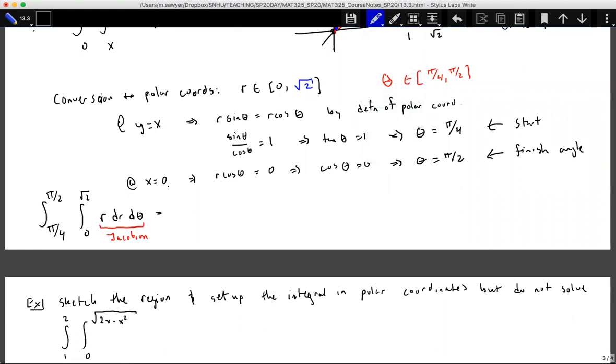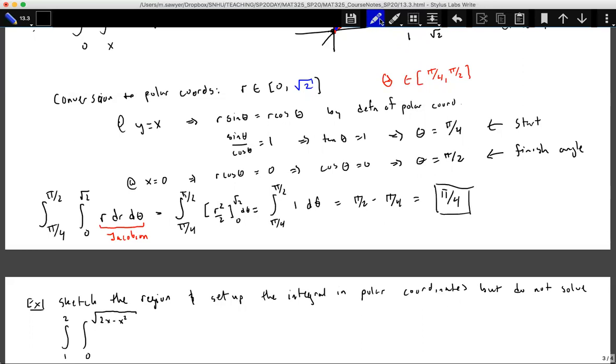And then evaluating this integral, we see that we have the integral from pi over 4 to pi over 2 of r squared over 2 evaluated from 0 to root 2. So root 2 squared is 2, over 2, which is 1. So we have the integral from pi over 4 to pi over 2 of 1 d theta. This gives us pi over 2 minus pi over 4 for a total area of pi over 4.